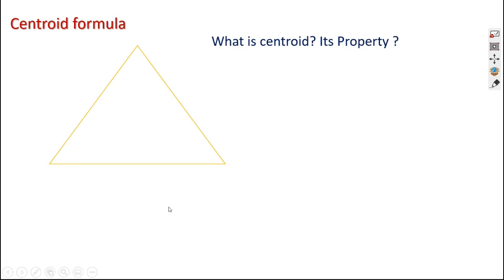Centroid formula, what is this? You need to know what a centroid is. First of all, this is a triangle. What is the centroid of a triangle? It is connected with a triangle. A, B, C are the vertices of the triangle, and we mark the midpoints of the sides. We connect them together, and the point where all these three lines meet, we call it the centroid.